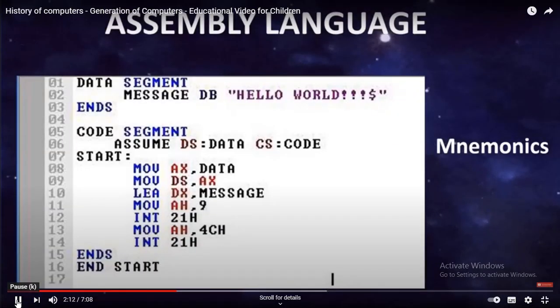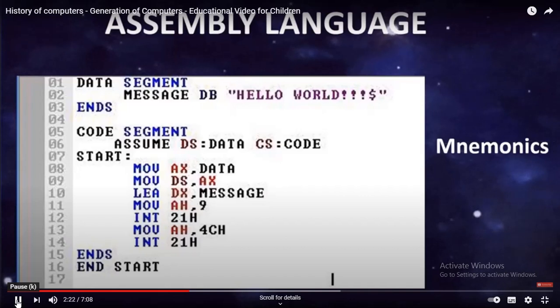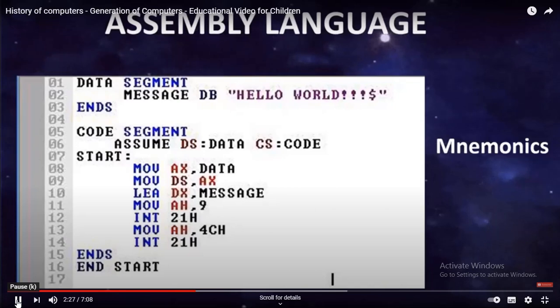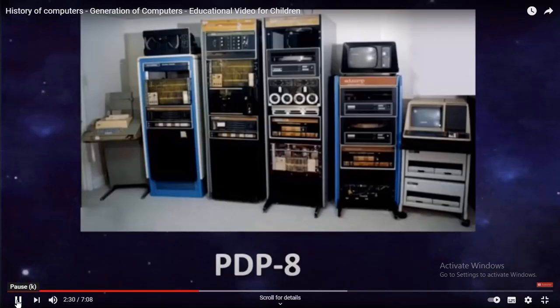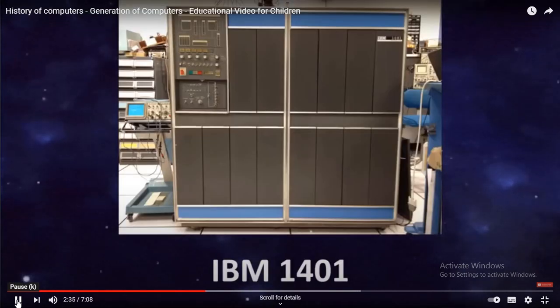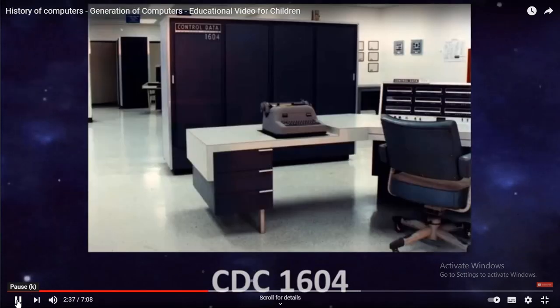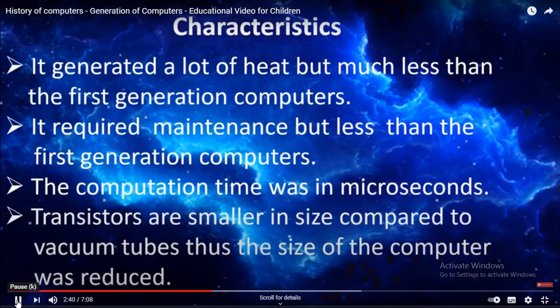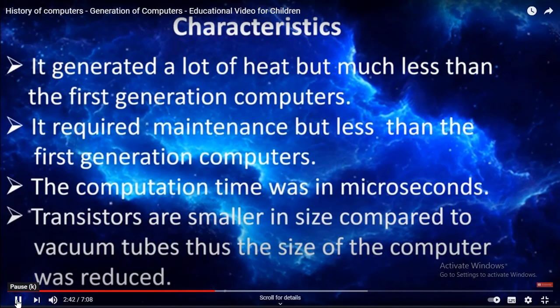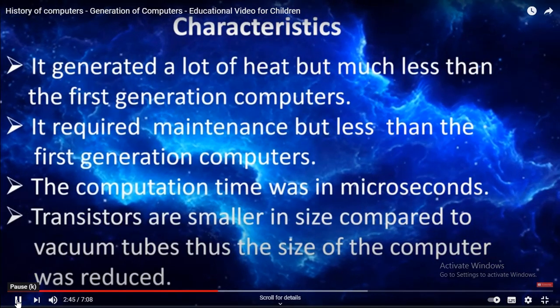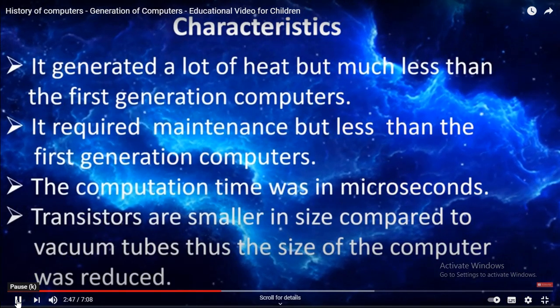The instructions were written using the assembly language. Assembly language uses mnemonics like add for addition and sub for subtraction. It is easy to write instructions in assembly language as compared to writing instructions in machine language. Examples of second generation computers are PDP-8, IBM 1401, CDC-1604.